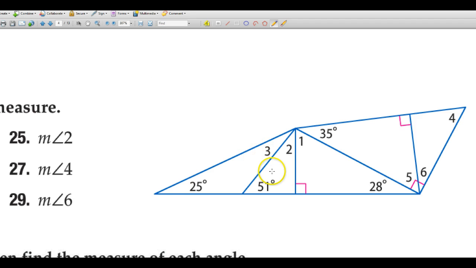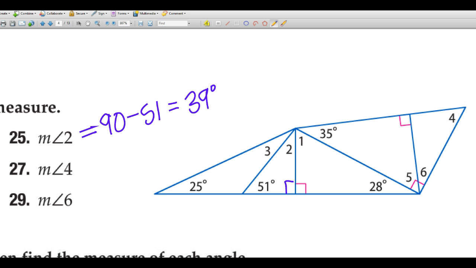To find the measure of angle 2 on number 25, we know that we have a right triangle. Since we have a right angle on this side, the lines are perpendicular. So we have a right triangle here, and therefore our acute angles must be complementary. So if we subtract this acute angle from 90, we'll get the measure of angle 2. So 90 minus 51 gives us the measure of angle 2, which is 39.